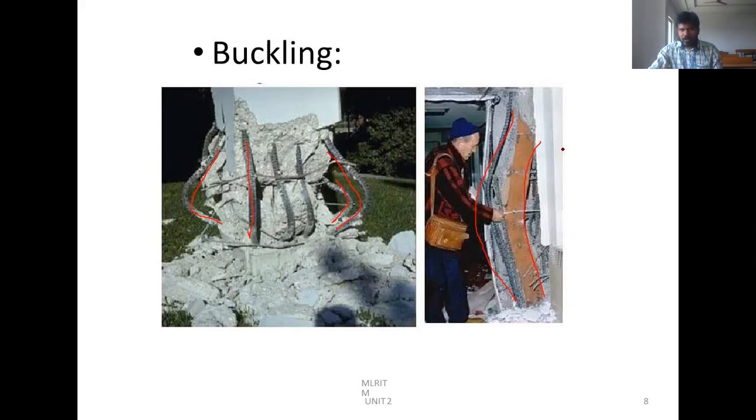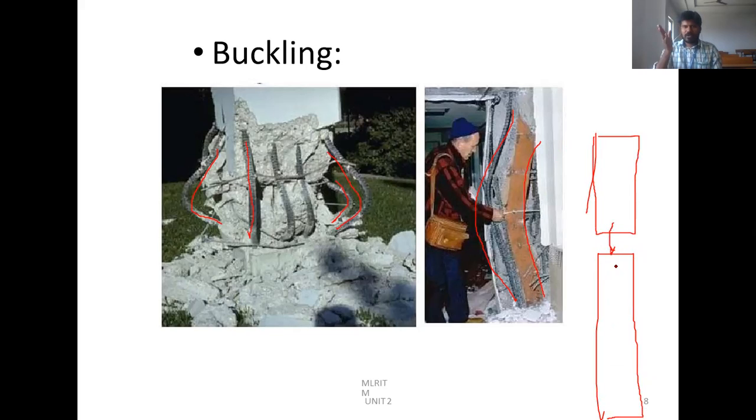For example, if I have the cross section of the column like this, and this is my column profile, then I can get the buckling in this direction. It is going to fail. If it is like this, then it is going to fail in this direction. So this is the buckling failure, and this is called crushing failure.